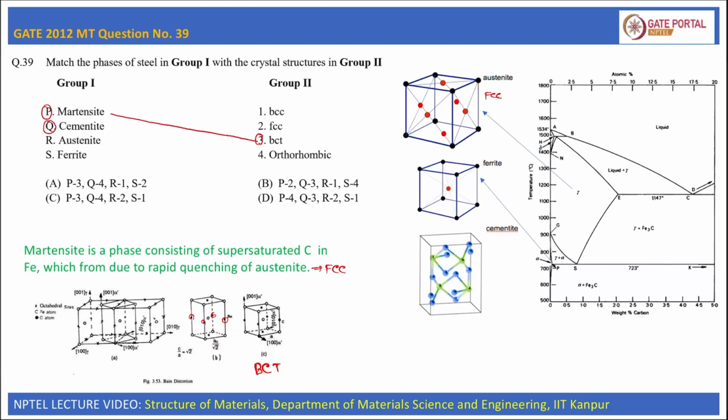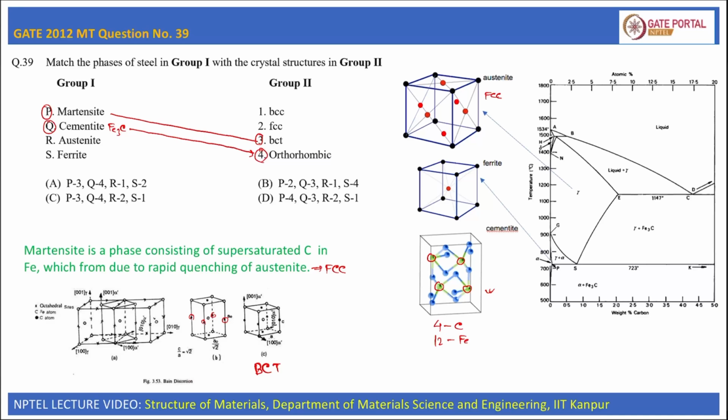Now let us see the second option, that is cementite. Cementite, as we know, is a compound of iron with carbon, denoted as Fe3C. This cementite has a crystal structure of orthorhombic. As you can see the structure here, in this orthorhombic unit cell of cementite, there are 4 carbon atoms and a total of 12 iron atoms. So cementite has an orthorhombic structure. So this Q will go with option 4 in group 2.